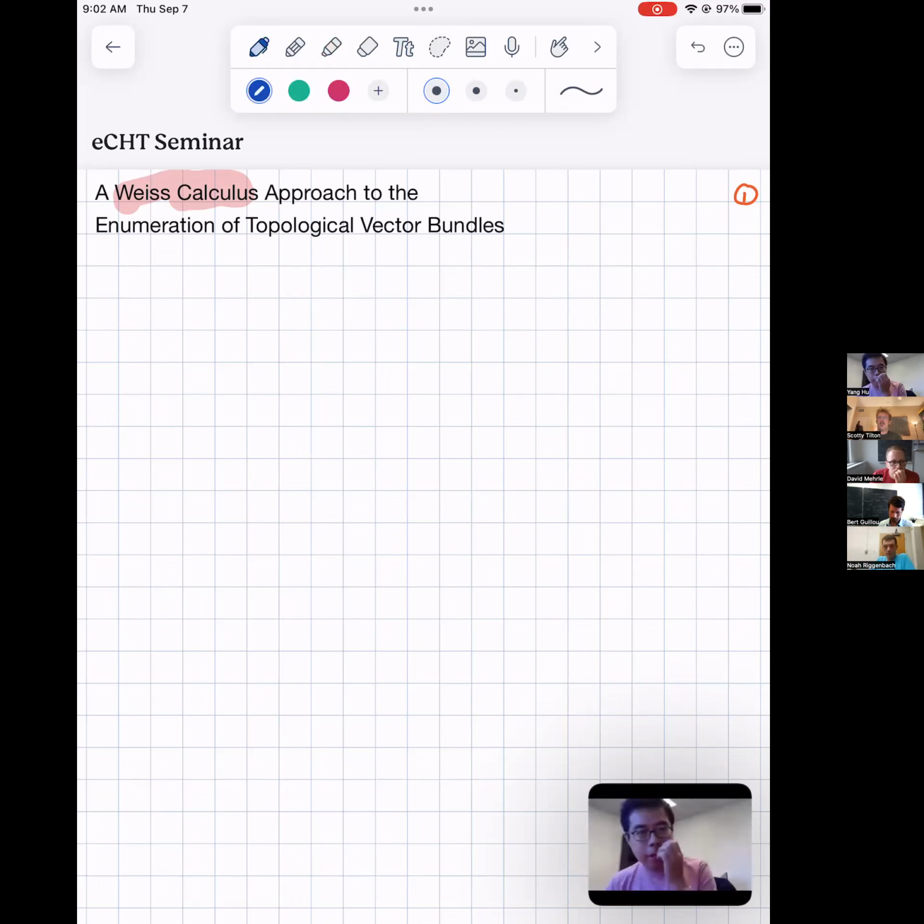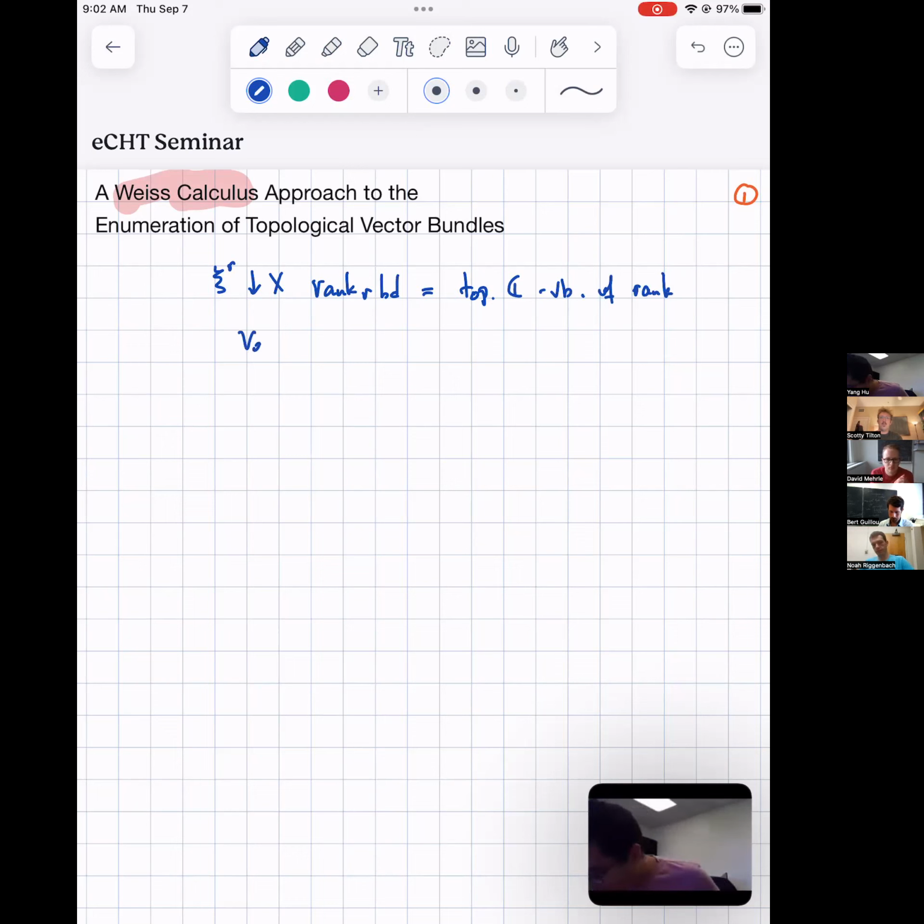Let's get started. Let's set up the stage by fixing some notations. So throughout this talk, when we say that it is a rank R bundle over X, that would always mean we have a topological complex vector bundle of complex rank R, unless otherwise stated. And we're going to write Vect_R(X) to denote the set of isomorphism classes of rank R bundles over X.